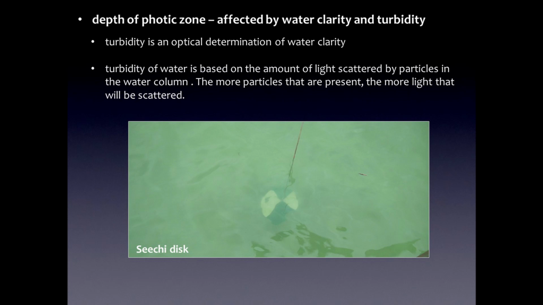And we can see this here in this diagram. There's this little white and black disc that's been lowered into the water to help us determine how clear the water is. And you can see the water looks very, very murky. In this case, I would say it's turbid. The more turbid the water is, the less sunlight will be able to penetrate as deep as it would if we have very, very clear water.